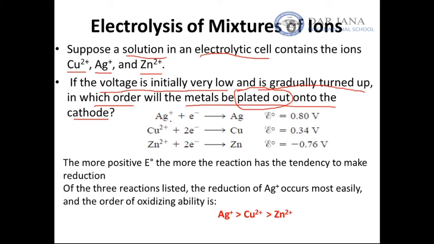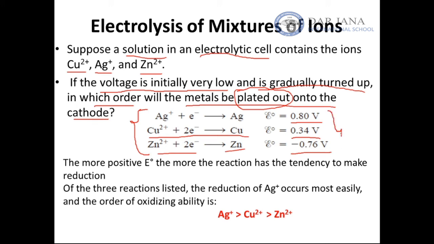So if we look at the reduction reactions, if we look here, Ag plus plus 1 electron gives Ag, and the reduction half reaction, this is 0.8 volts. If we look at the copper, Cu2 plus plus 2 electrons gives Cu, this is 0.34 volts, and Zn2 plus plus 2 electrons gives Zn, this is negative 0.76 volts.